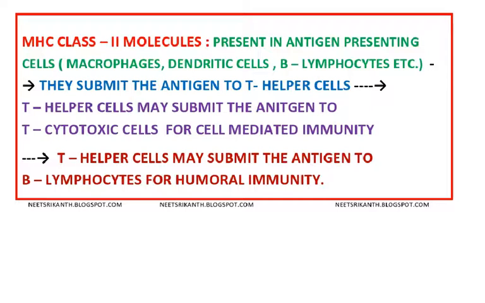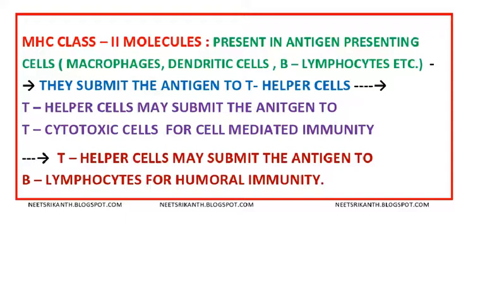We learned about MHC class 2 molecules earlier in Part 1. Let's see once again. MHC class 2 molecules are present in antigen presenting cells like macrophages, dendritic cells and B lymphocytes. B lymphocytes also act as antigen presenting cells. Then they submit the antigen to the T helper cells.